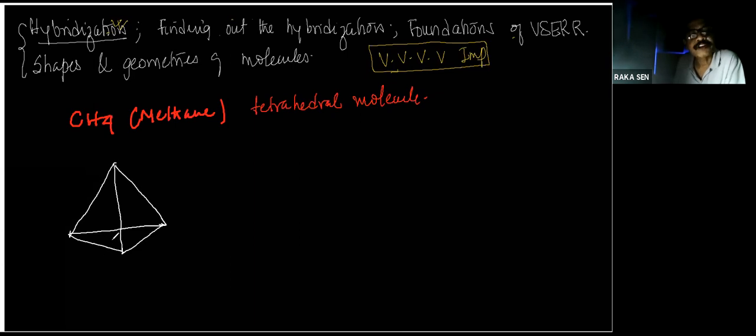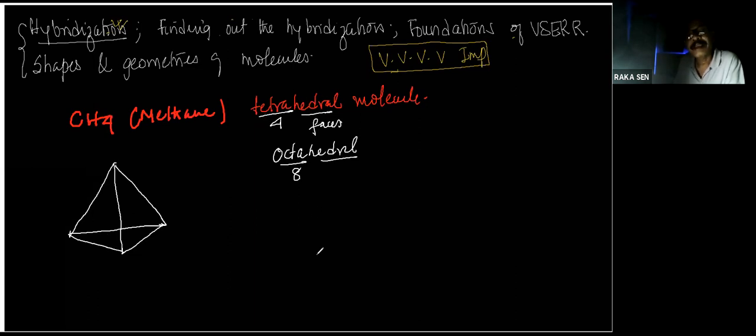Why is it called a tetrahedral? Because tetra means 4 and hedral means face. So it has 4 faces. Similarly, if you say it is octahedral, that means it has 8. Octa means 8 and hedral means faces. So it will have 8 faces. But as far as methane is concerned, it is tetrahedral.